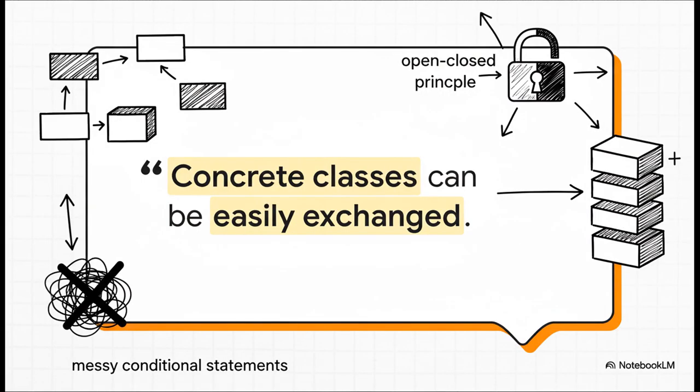And this delivers one of the most powerful benefits in all of software design. Instead of some giant, messy block of if-else statements, you could just easily exchange entire behaviors. This makes it incredibly simple to add a new strategy in the future, let's say a biking route, without modifying a single line of existing code. That is a classic example of the open-closed principle in action. Your code is open for extension, but closed for modification.